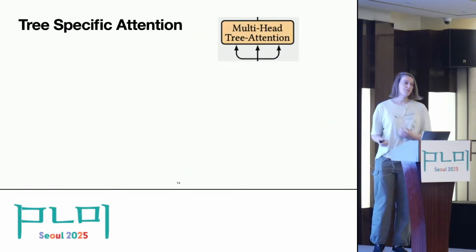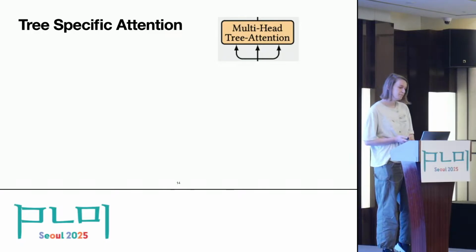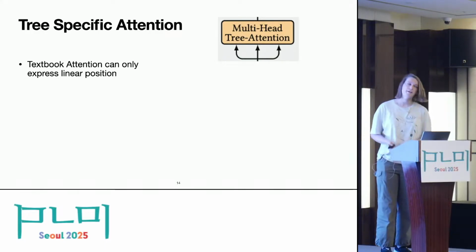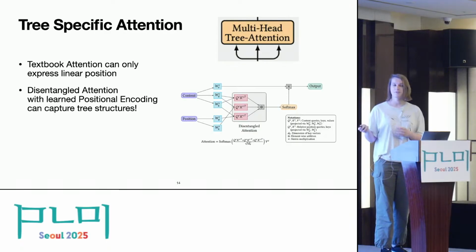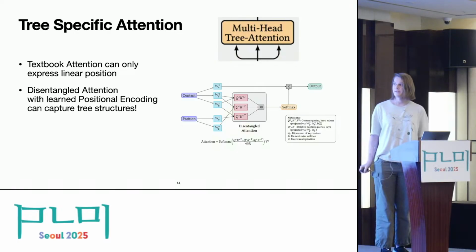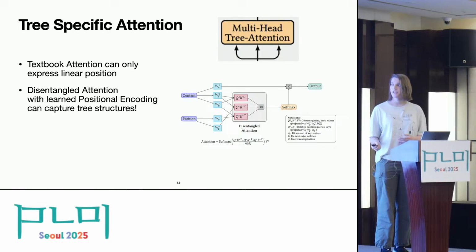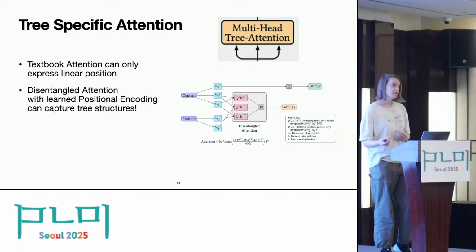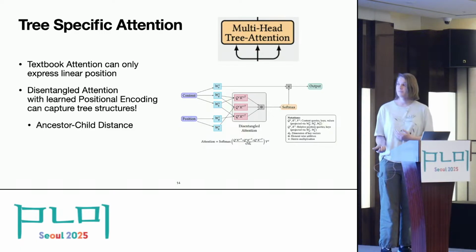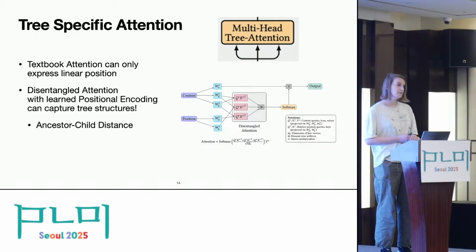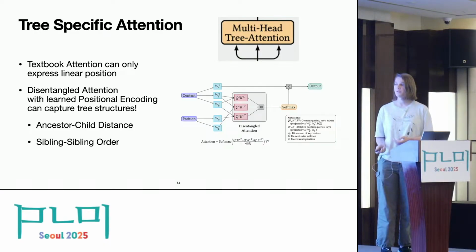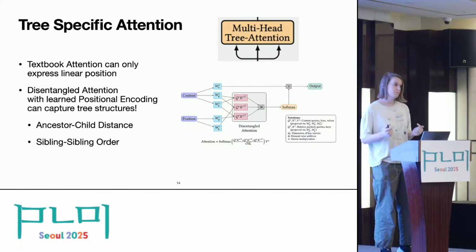So in addition to this, we also use a tree-specific attention, because textbook attention, something like RoPE attention, only encodes the linear distance between 2 different positions. But what we use is something called disentangled attention that gives us the option to encode additional positional encoding in the model. This allows us to include ancestor-child relationships of the tree in the model, but also sibling-to-sibling order between different nodes.